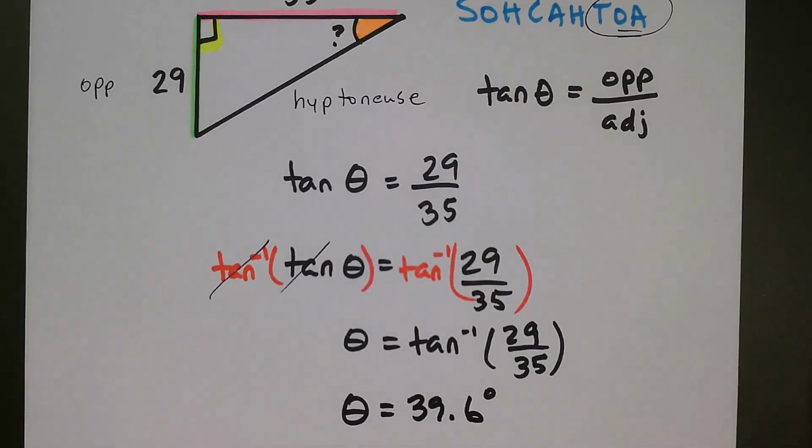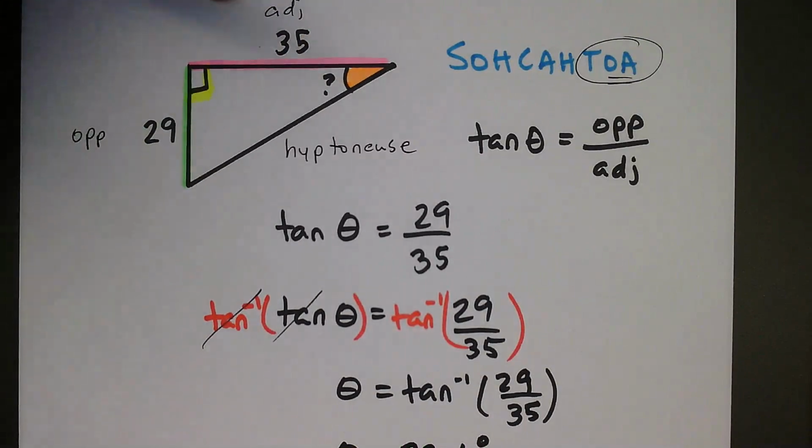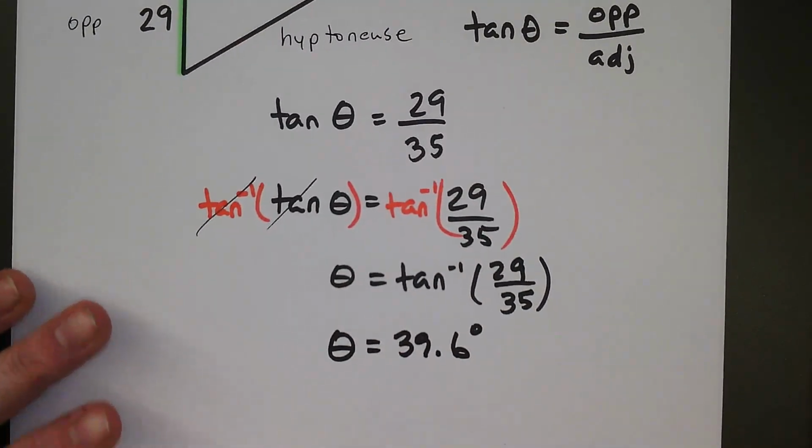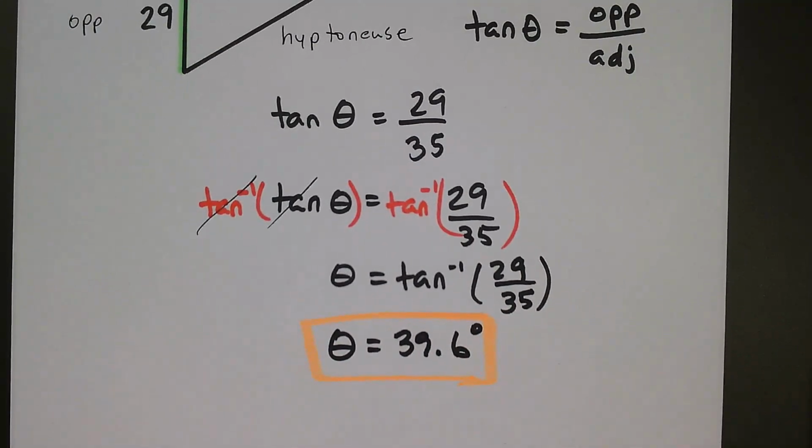39.6. And that is reasonable for this drawing. Even if I'm not worried about scale, I know it's an acute angle in a right triangle. So having an answer being 39.6 definitely fits with what I would expect, something between 0 and 90.